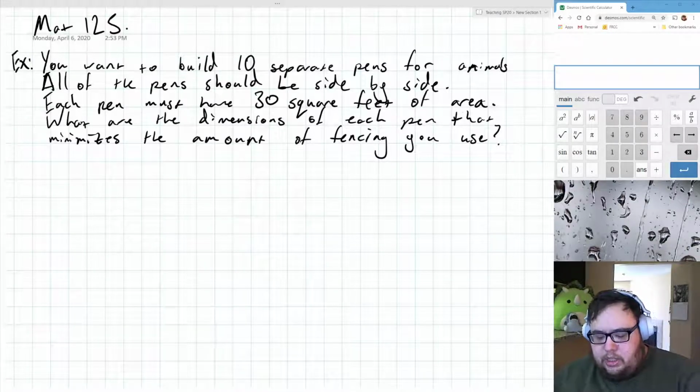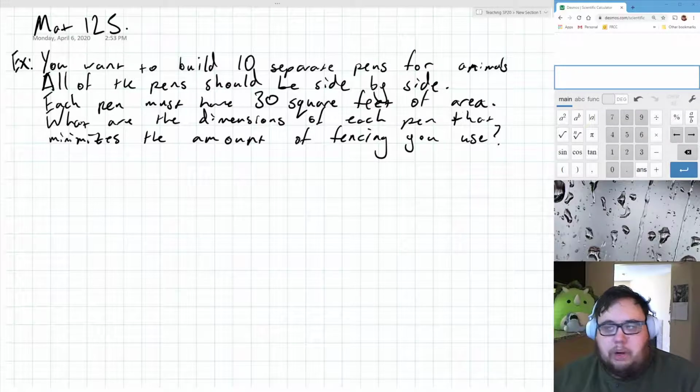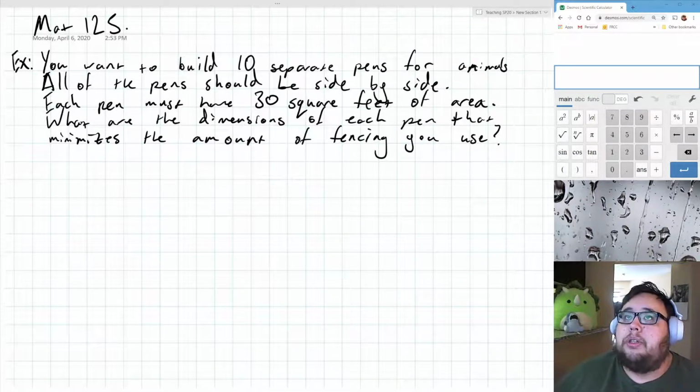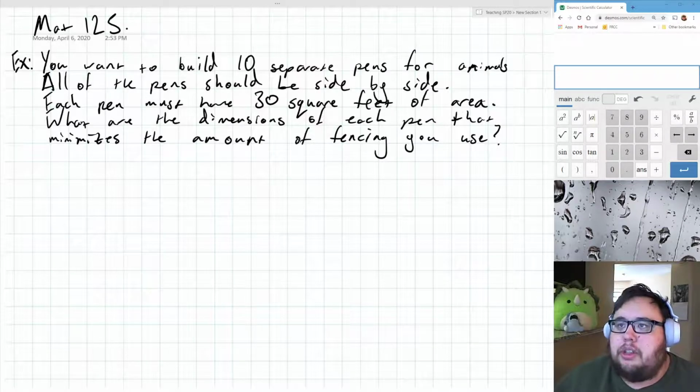For today's class, I wanted to talk about a couple of different optimization problems that I want to be able to cover. I wanted to do a couple of quick examples. The first one I want to cover is on the screen right now.